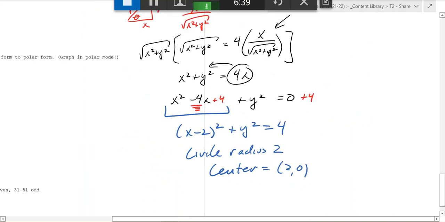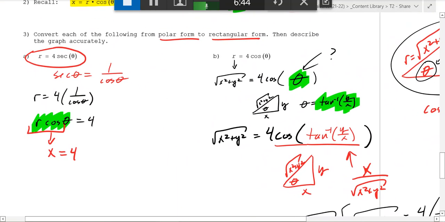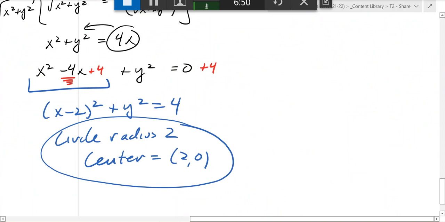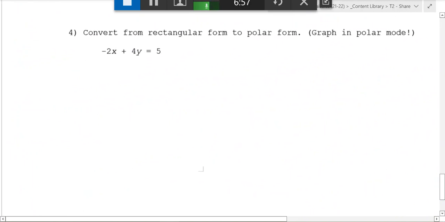So this is how you can turn seemingly very similar polar form equations into rectangular forms. This is a vertical line at x equals 4, and this right here is actually a circle of radius 2 centered at 2, 0. So how do we go about converting from rectangular to polar form?